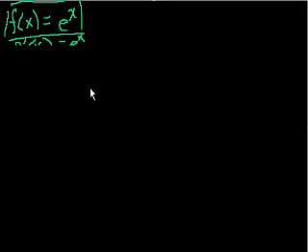So you hopefully realize that f of 0 and all of its derivatives at 0 are equal to 1. So now we can do the Maclaurin series in the next video.